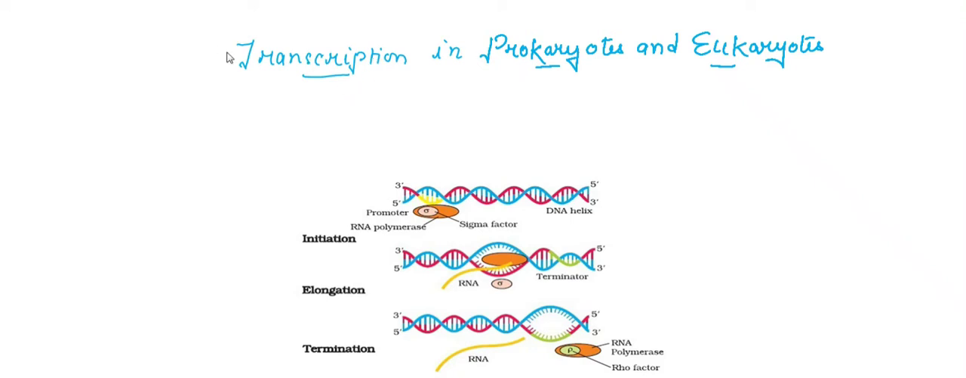Hi students, today we will discuss transcription in prokaryotes and eukaryotes. If you recall our first video, transcription is a process in which the DNA is copied and RNA is formed. So the copying of the genetic information takes place in transcription.